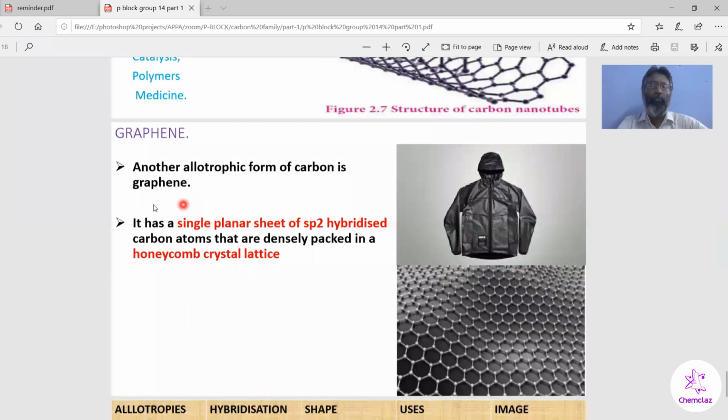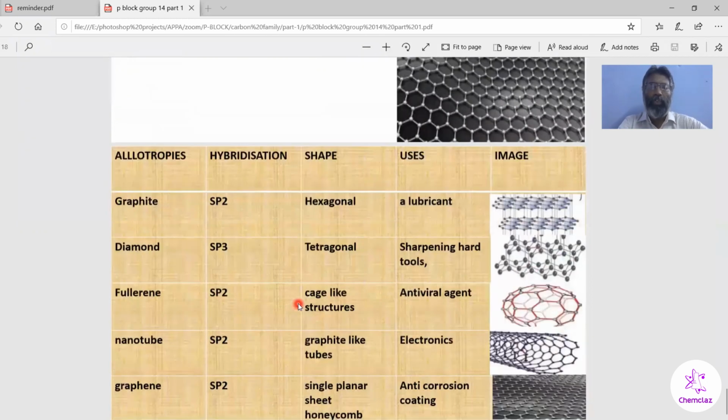The allotropic form is called graphene. So this jacket is coated with the graphene material. This one is also coated with a graphene material. So today we discussed the allotropic forms of carbon. You can compare the structure.